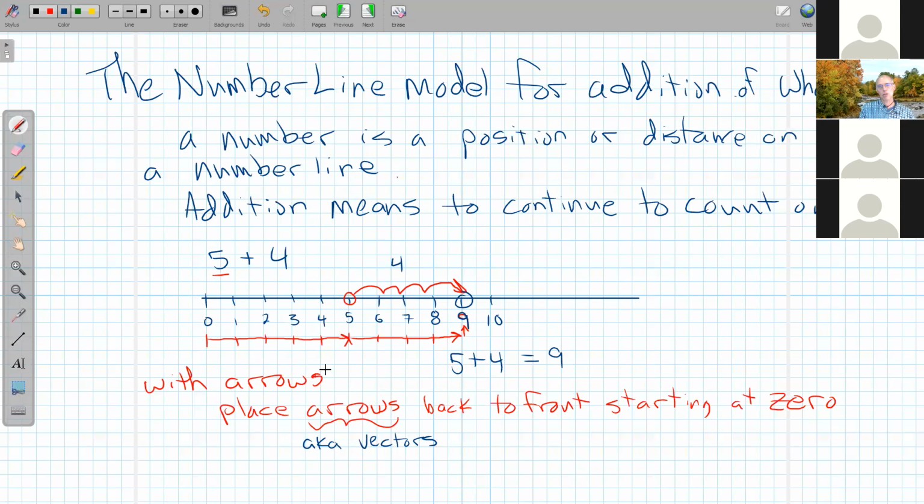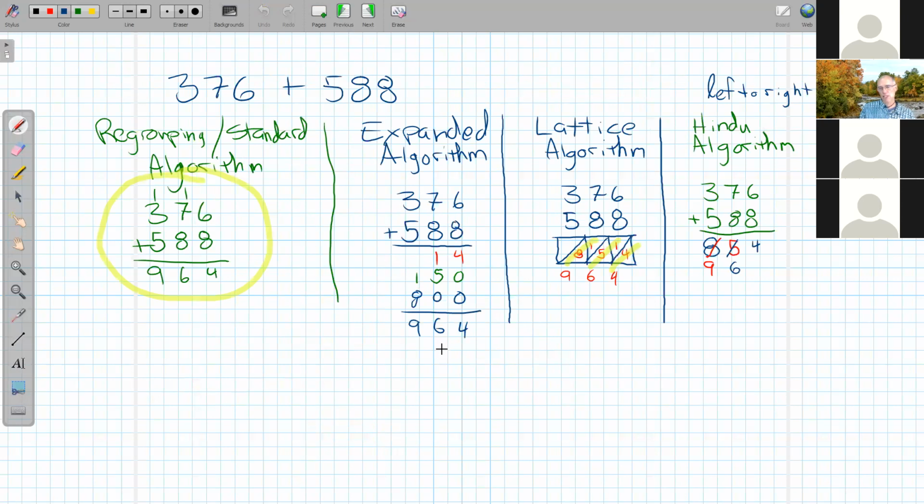So again, a model is where you physically do something to show somebody why 5 plus 4 is 9. An algorithm is where you have this process that you follow and out pops an answer. Okay. All right. So I'm going to pause there.